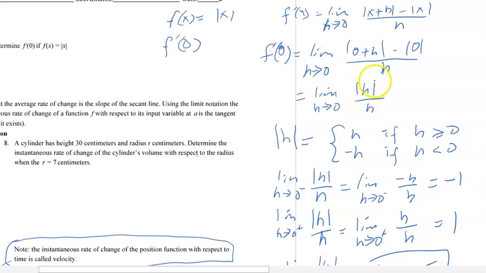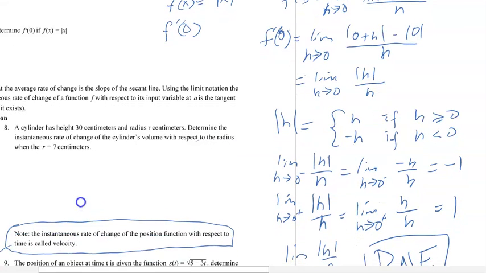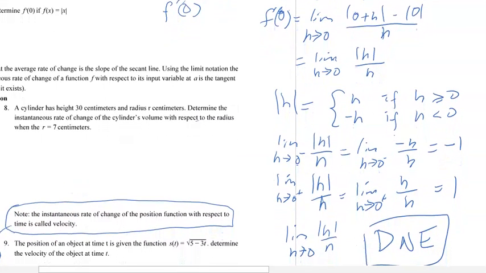Let's talk about what the absolute value of h means. Absolute value of h means that if h is positive, then our answer will be h. Or if h is greater than or equal to 0, then our answer will be h. If h is less than 0, the absolute value of h corresponds to negative h. So let's look at the limit as we approach 0 from the left side and from the right side.